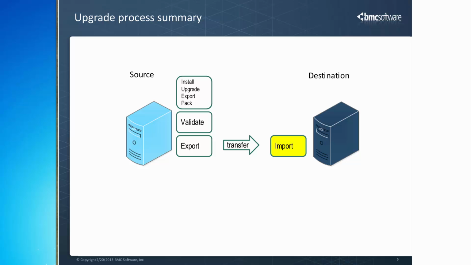As you can see here on the screen, this is an overview, a summary of the process that we went through. Remember that you need to go through this process first for the EM, and then you do this process for the ControlM server. The source is our previous or old environment, and the destination is our new environment. The steps are to install the upgrade export pack first. Then you validate the data to make sure it's consistent and ready. You export the data to a file, transfer the file to your new environment, and import on the new environment.